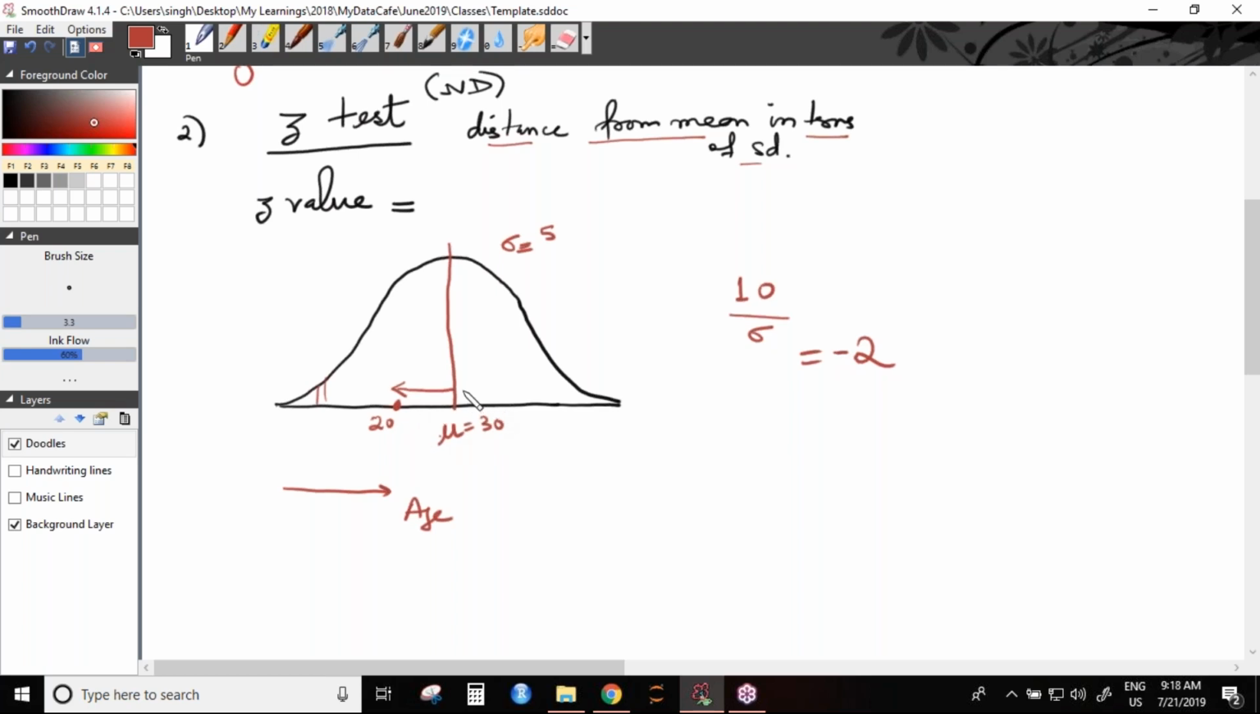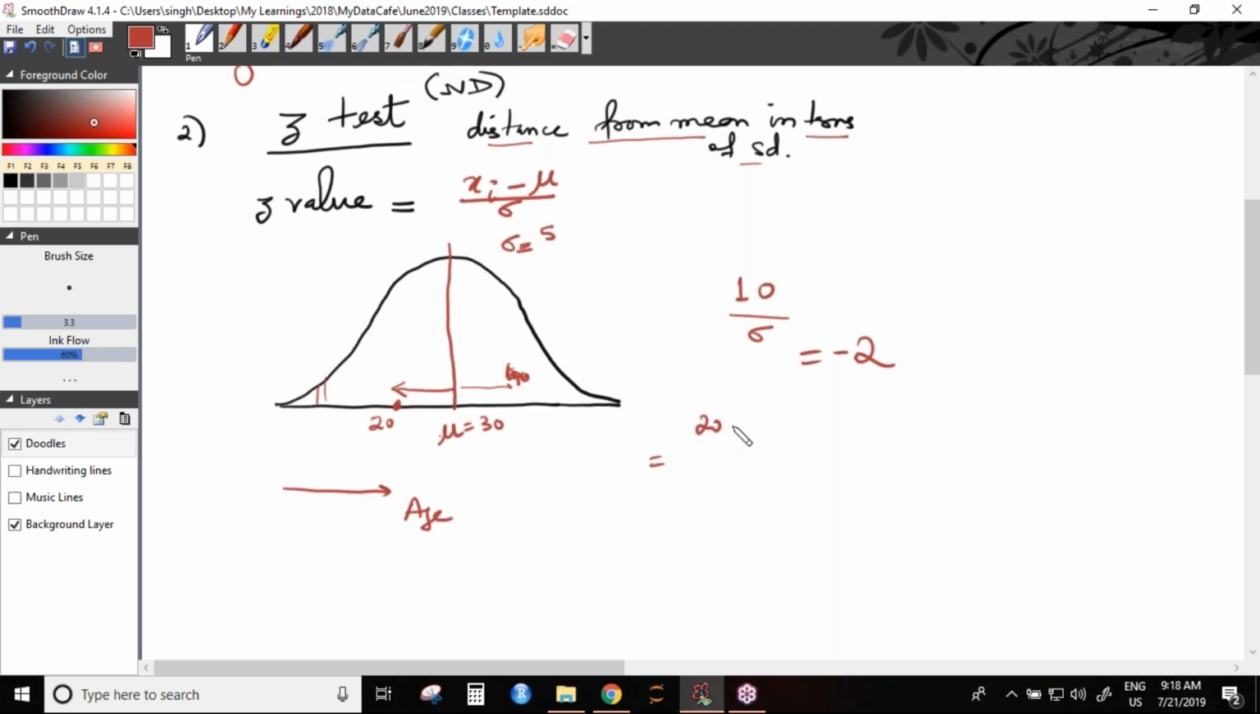Otherwise, similarly, you will have a point here also, which is, let's say, 40. 40 will also have a z of 2, but that will be positive because that is more than the average. This is less than the average, so it will be minus 2. Okay, so this way you can calculate the distance from mean in terms of standard deviation. So if you have to get the formula for it, it is very simple: xi minus mu divided by sigma. Okay, so now you put it in the formula.